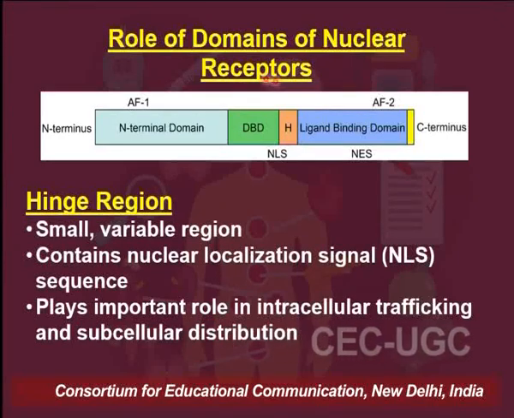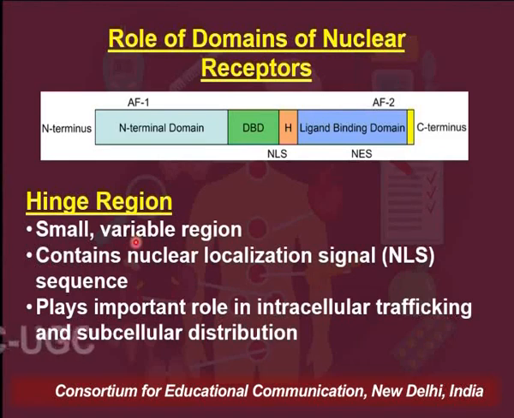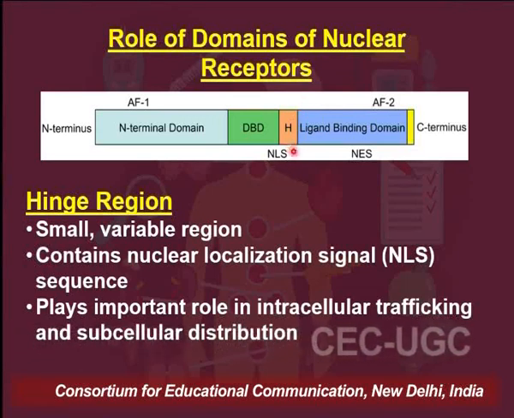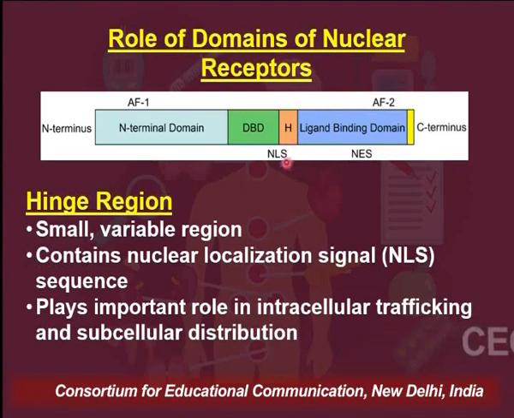Then there is a small hinge region which is shown with this orange color. You can see that it's a small region, it is variable, and it basically contains the nuclear localization signal, this sequence NLS, and it plays a role in intracellular trafficking and subcellular distribution due to the presence of this NLS.